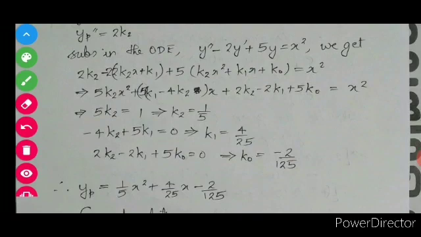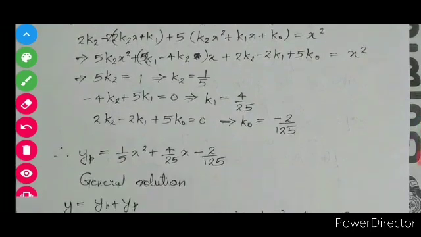And then the third equation will be, you have to equate the constant terms on both sides. The constant term on the right hand side is again 0. The constant term on the left hand side is 2k2 minus 2k1 plus 5k0 equal to 0. Now you solve these three equations. So the first equation is 5k2 equal to 1, which I get by equating coefficients of x square on both sides.